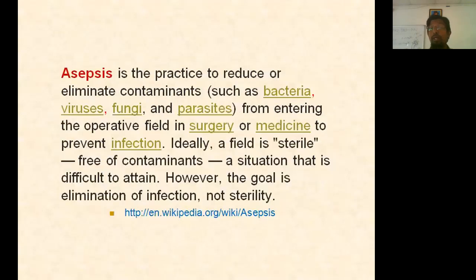So asepsis is also a practice to reduce or eliminate contaminants such as bacteria, virus, fungi, and parasites from entering the operative field in surgery or medicines to prevent infections. Ideally, a field is sterile, free of contaminants, a situation that is difficult to attain. However, the goal is to eliminate all the infectious substances which are not sterile. Okay, so these are the basic definitions of asepsis.